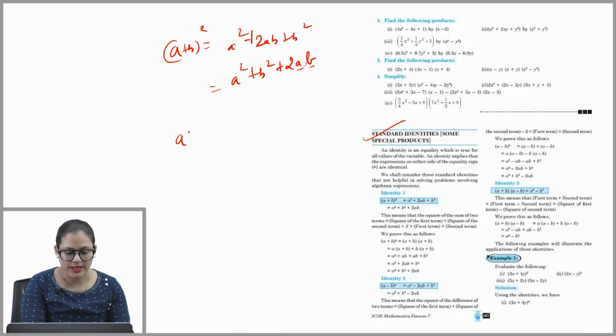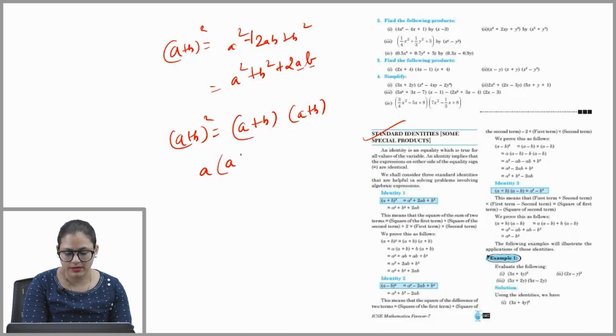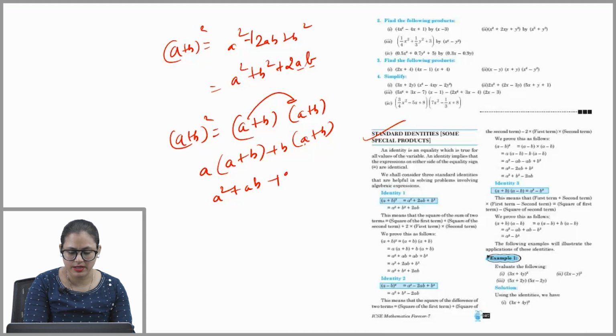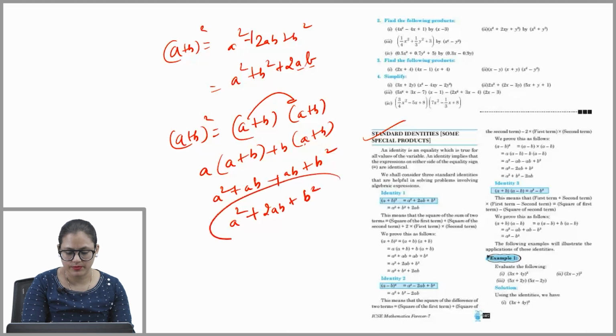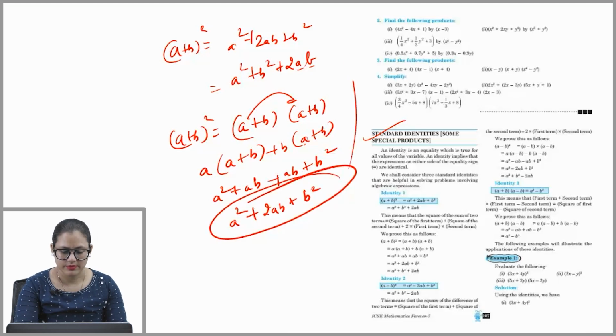See, (a plus b) square is equal to, you can write it as (a plus b) into (a plus b), right? Now, multiply this by a, then by b: a square plus ab plus ab plus b square. So, a square plus 2ab plus b square. Okay. Or you can also write it as a square plus b square plus 2ab.